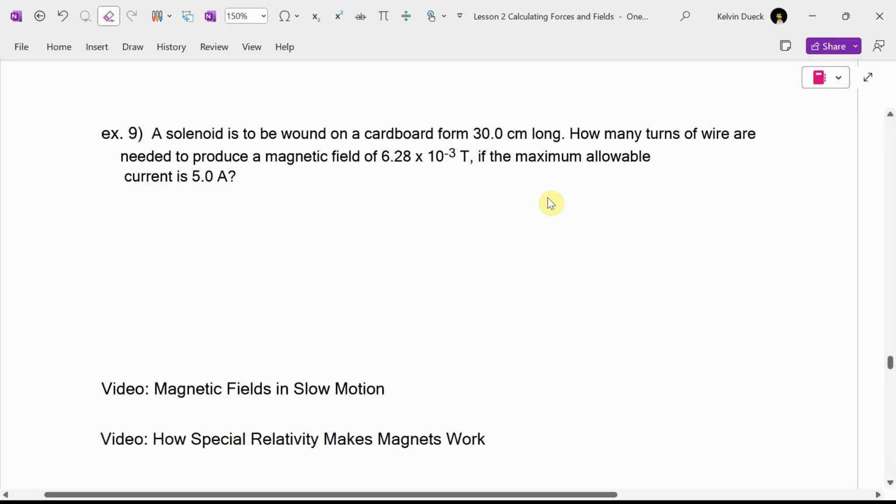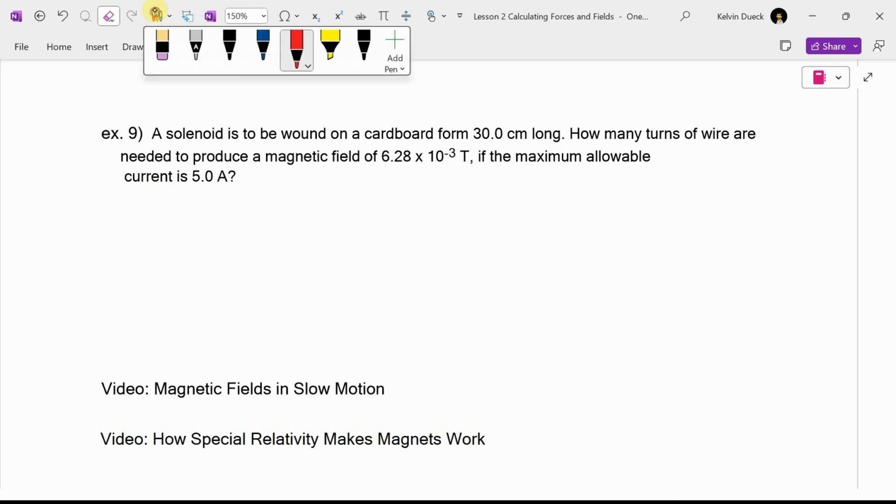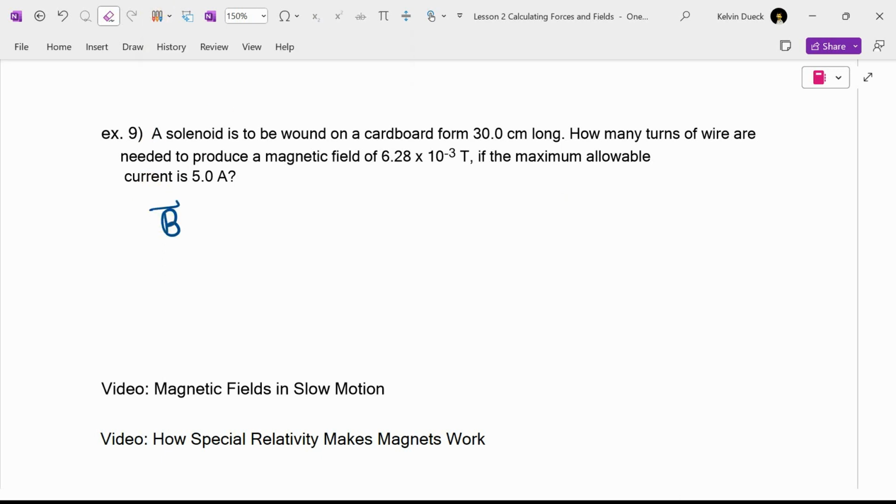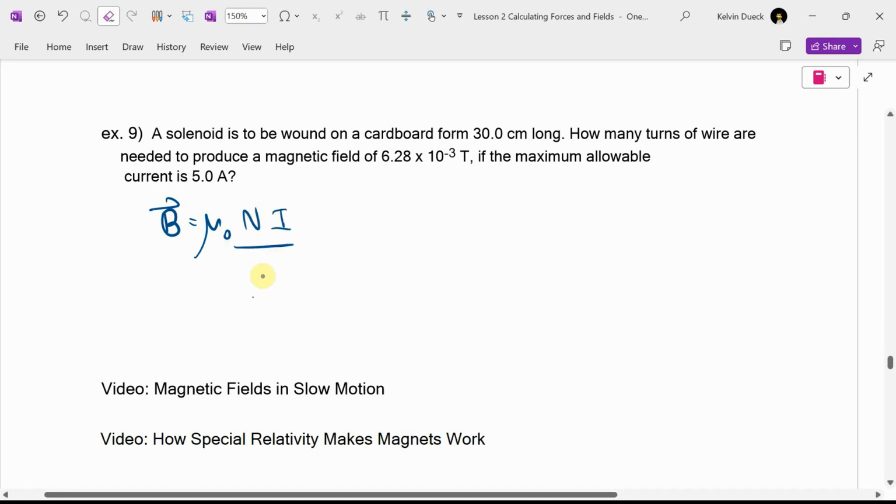So you're an electronics company. A company approaches you and they say, we've got 30 centimeters of room in the device that we're building, and we need a magnetic field of 6.28 times 10 to the negative 3 Teslas. We have a 5 amp current source. Then in my factory, how many turns of wire am I going to have to put around the solenoid? Okay, I'm going to write the solenoid equation. B equals mu naught N times I over L.